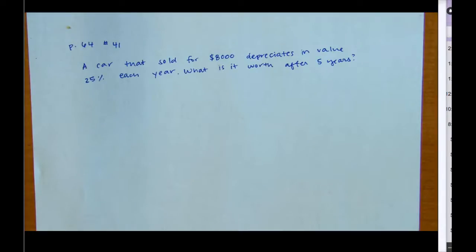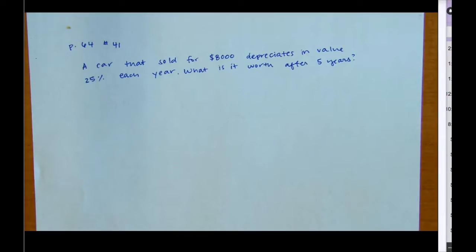So the problem that we're looking at is on page 64 of your textbook. It's number 41. A problem like this will be on your quiz on Monday. So the problem states a car that sold for $8,000 depreciates in value 25% each year. What is it worth after 5 years?